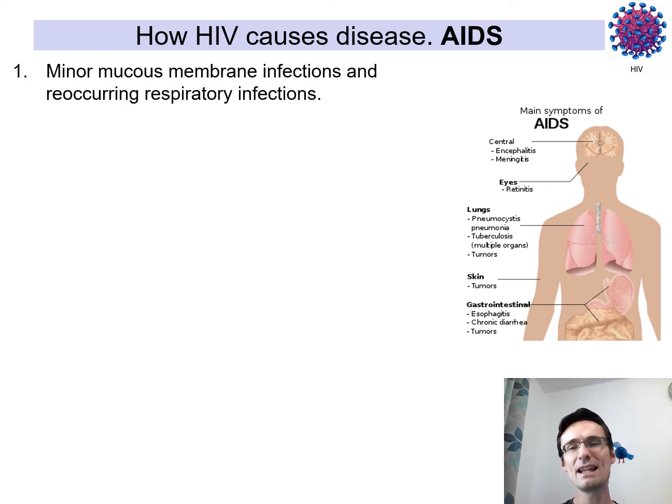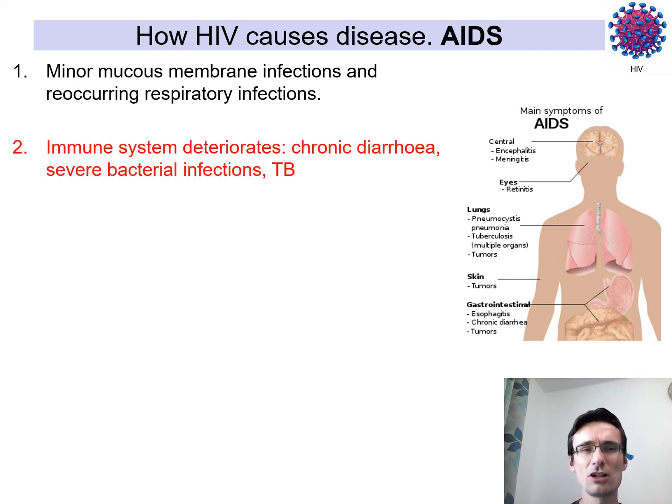So if we have a look then at the levels of it, the first thing that happens when you have acquired immunodeficiency syndrome, or AIDS, is that it goes from this point where your body's been coping, so now you've got too few T helper cells. The first thing you'll start to get is minor mucous membrane infections. So you mean like lung infections or possibly digestive infections, things like that. So where there are thin mucous membranes, that is where it might happen. And recurring respiratory infections, so again, lung infections, chest infections are common.